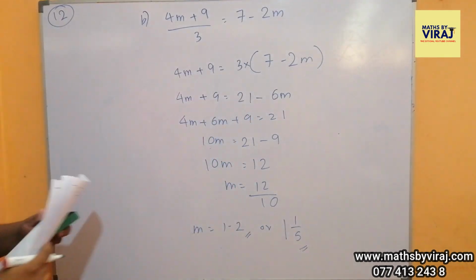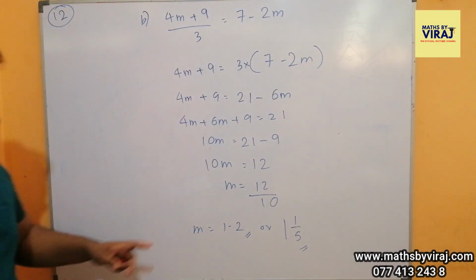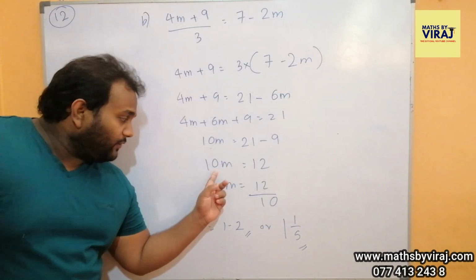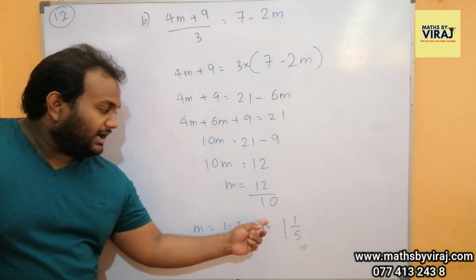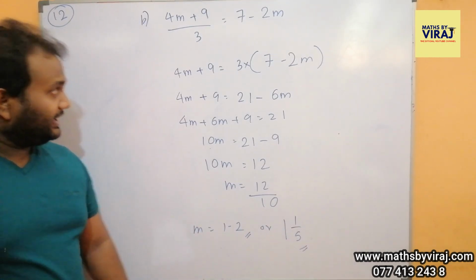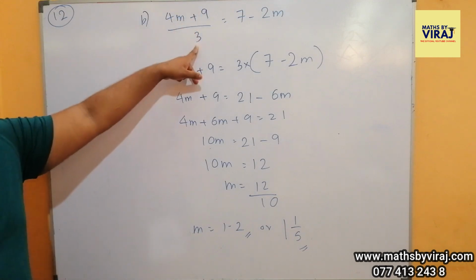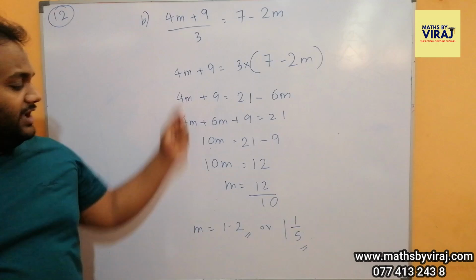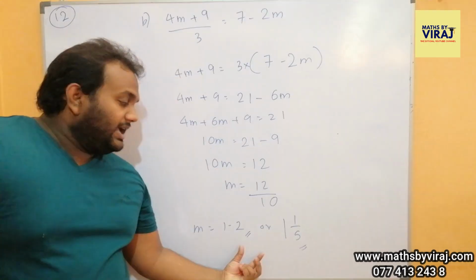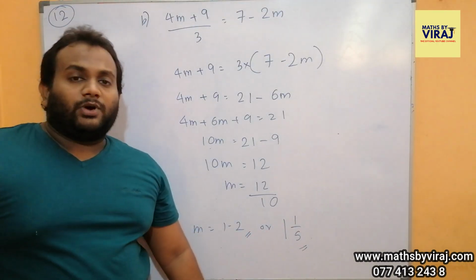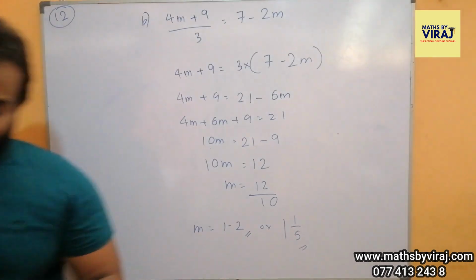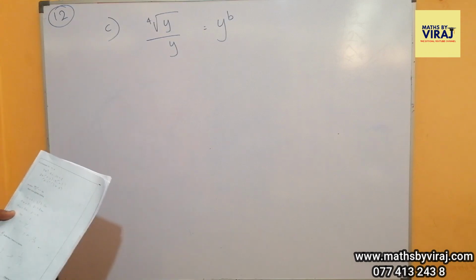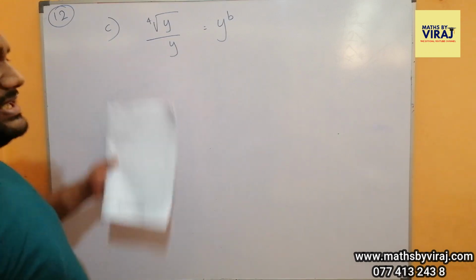Here please understand the fact that 10 and m are multiplied. Therefore, when 10 goes to the other side, it becomes division. Very easy. 4m plus 9, the whole thing divided by 3, is equal to 7 minus 2m. When you do the math, the value of m is 1.2 as a decimal or 1 and 1 over 5 as a fraction. Children, when you look at part C of question number 12, this is very easy.